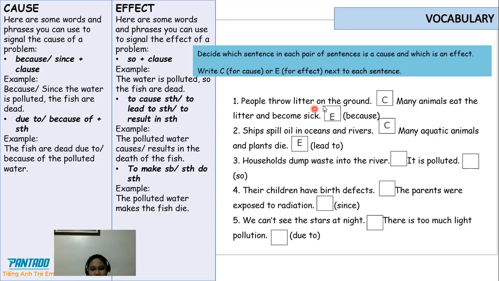So people throw litter on the ground. Many animals eat the litter and become sick. Ships spill oil in oceans and rivers. Many aquatic animals and plants die. Households dump waste into the river. It is polluted. Their children have birth defects. The parents were exposed to radiation. We can't see the stars at night. There is too much light pollution.